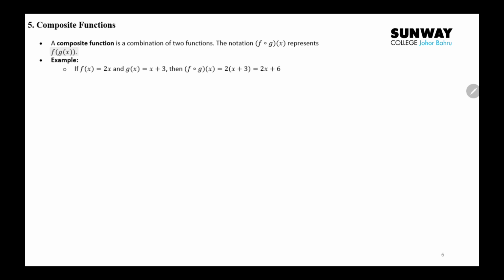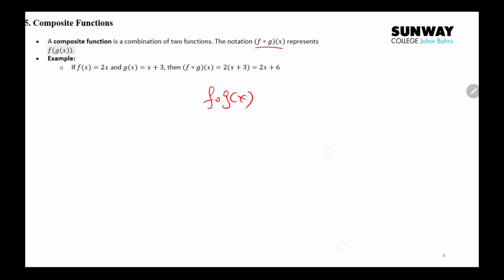Composite functions. Composite function is a combination of two functions. The notation f composite g(x) represents f encompasses, includes g(x). If f(x) is 2x and g(x) is x plus 3, f composite g(x) is going to be 2, and you're going to replace x by x plus 3, and that's the reason why we will get 2x plus 6.